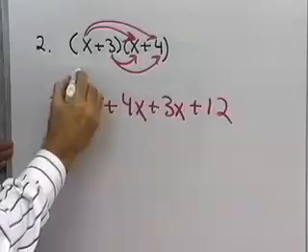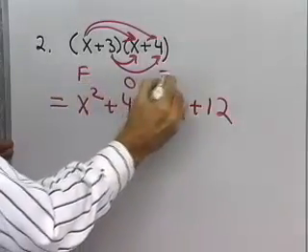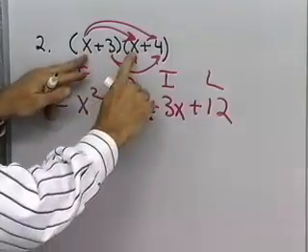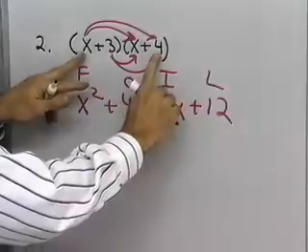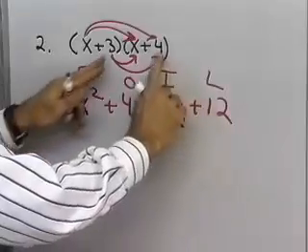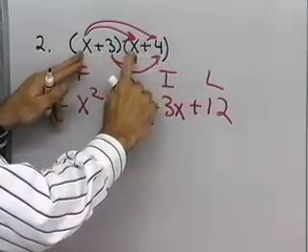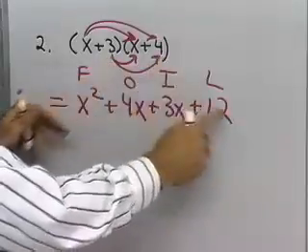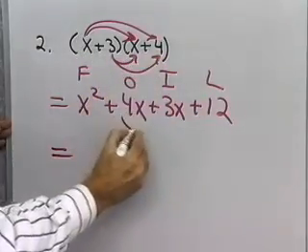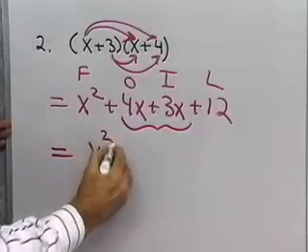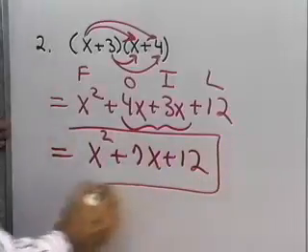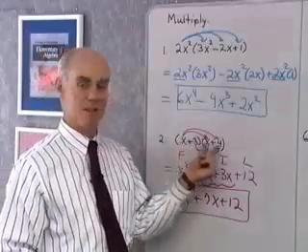Some people like to call this the FOIL method, because the x squared, which I've listed under F, comes from the first two together. 4x comes from the outside terms multiplied. 3x is the inside terms multiplied. And 12 is the last terms multiplied. So first, outside, inside, last, and that will give you every combination of these terms times these terms. Now, 4x and 3x are similar, so I can simplify further into x squared plus 7x plus 12. So that trinomial right there is the product of these two binomials.